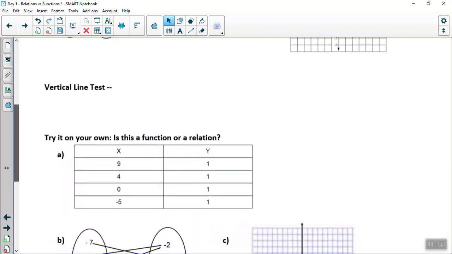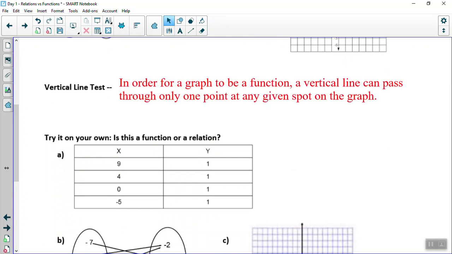Okay, let's come down here, and we're going to talk about the vertical line test. A vertical line test states that in order for a graph to be a function, a vertical line can pass through only one point at any given spot on the graph. So the vertical line test is only used when we're looking at graphs.